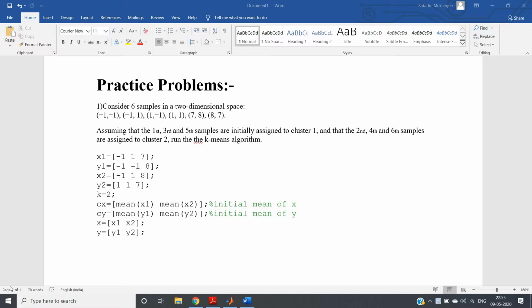In this video I am going to discuss one practice problem based on the K-means algorithm, whatever I have discussed in my previous video. So this is one kind of different problem we can say.